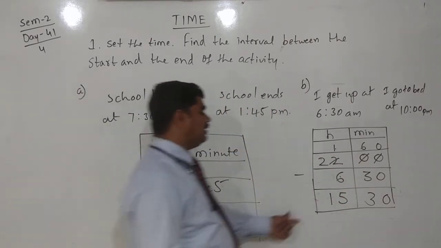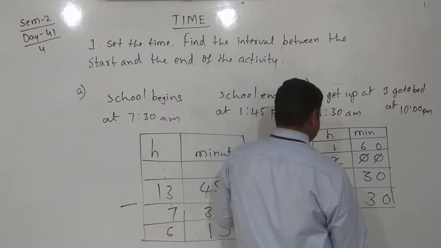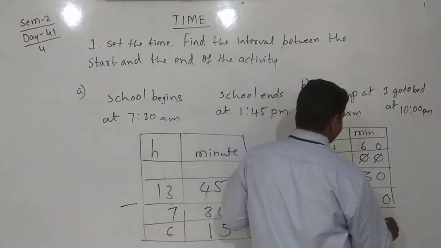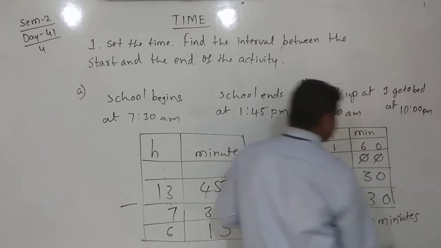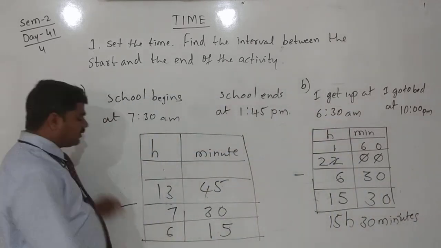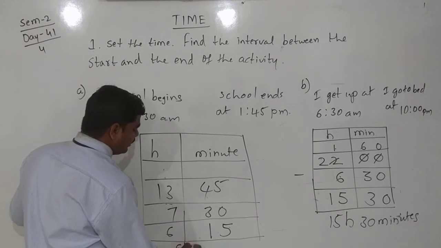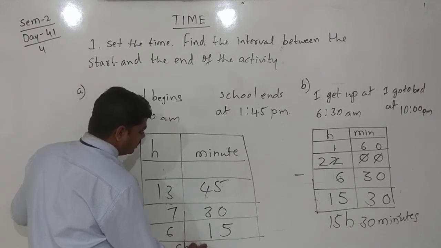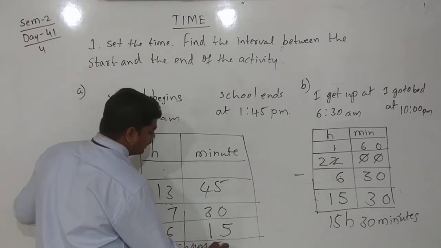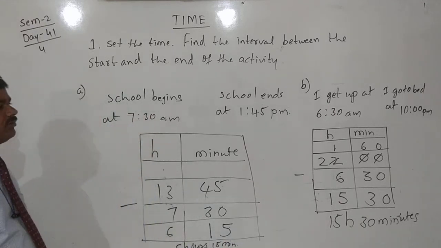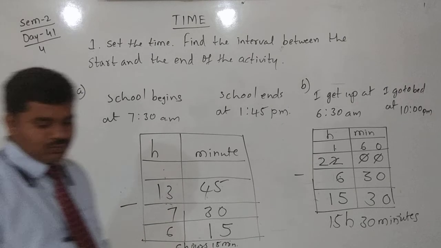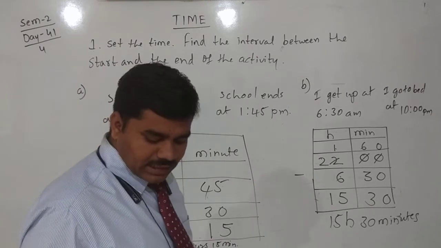What's the time interval? 15 hours 30 minutes. Here the time interval is 6 hours 15 minutes. 6 hours 15 minutes is the time interval. Simple. Now, there are 2 more that we can calculate.